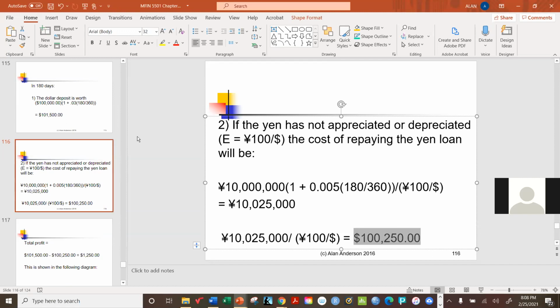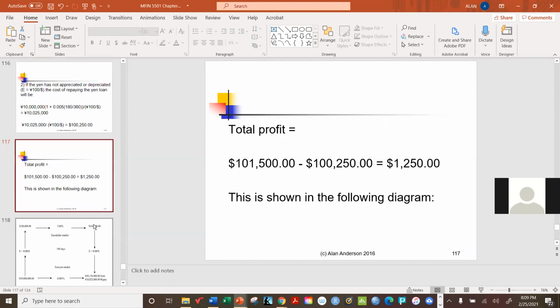So is that good or bad? Well, remember, I only paid back on my loan; my dollar deposit was worth $101,500, of which I've repaid $100,250 on my loan. So the difference goes into my pocket. Okay, I've just made $1,250 from the yen carry trade, which is also known as uncovered interest arbitrage.